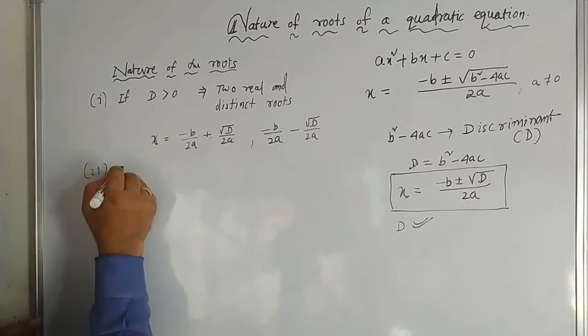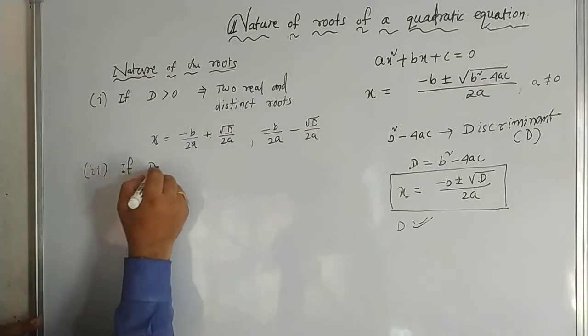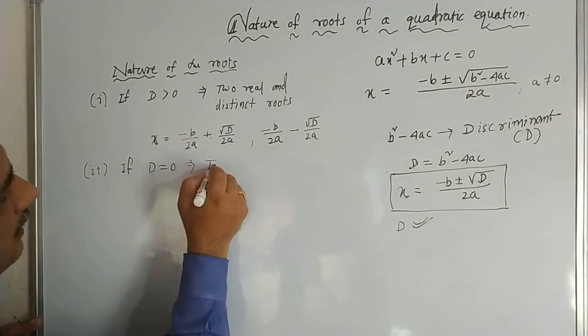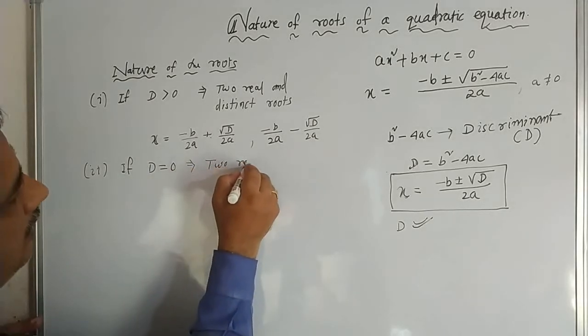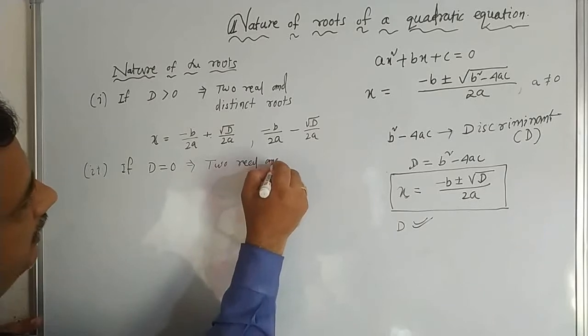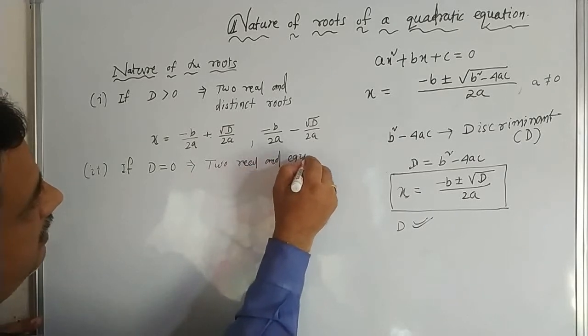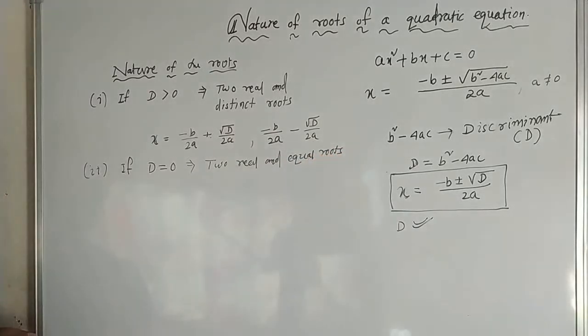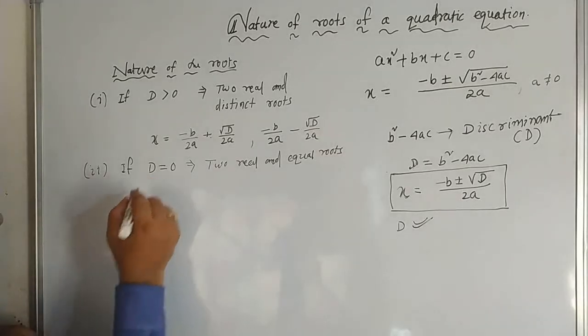Then if D is equal to 0, then what will you get? Two real and equal roots.